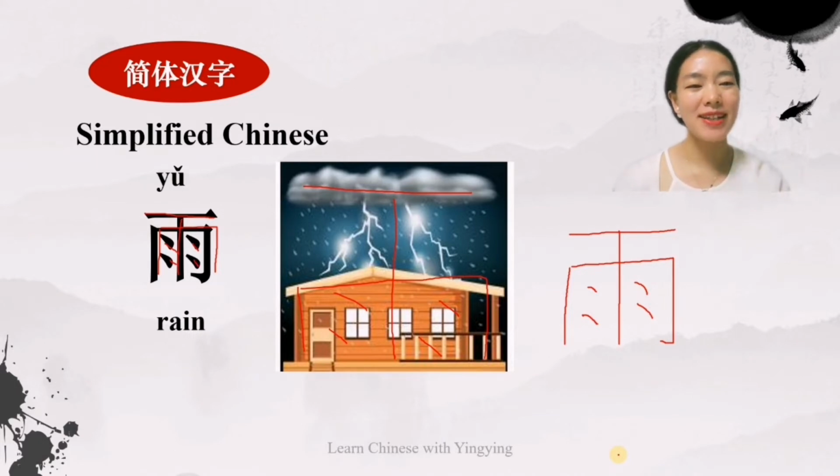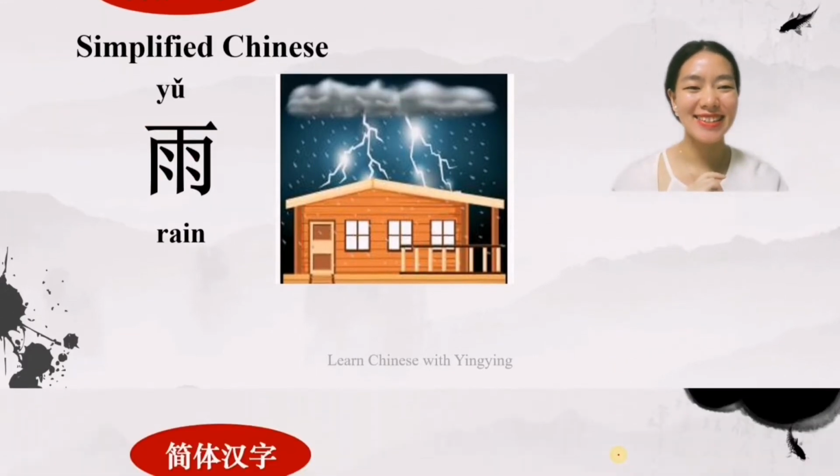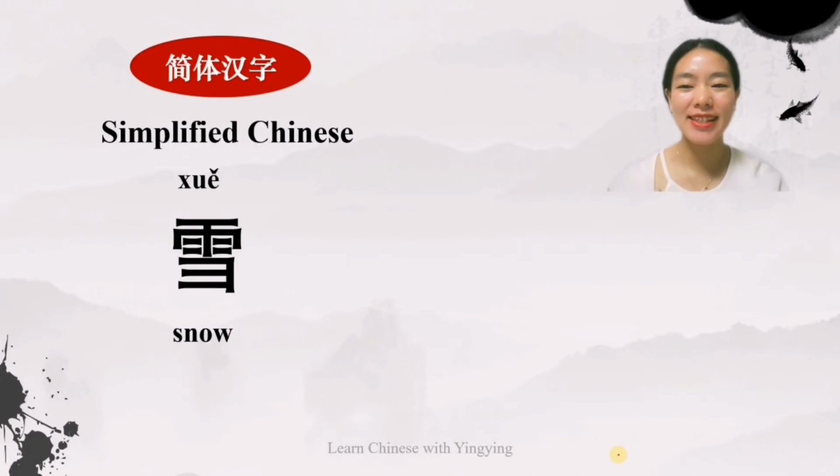雨, it means rain. If you can master this word, it's quite easy for you to learn the following 2 words. Let's see what they are. The second word is 雪. 雪. It means snow. Do you notice here?